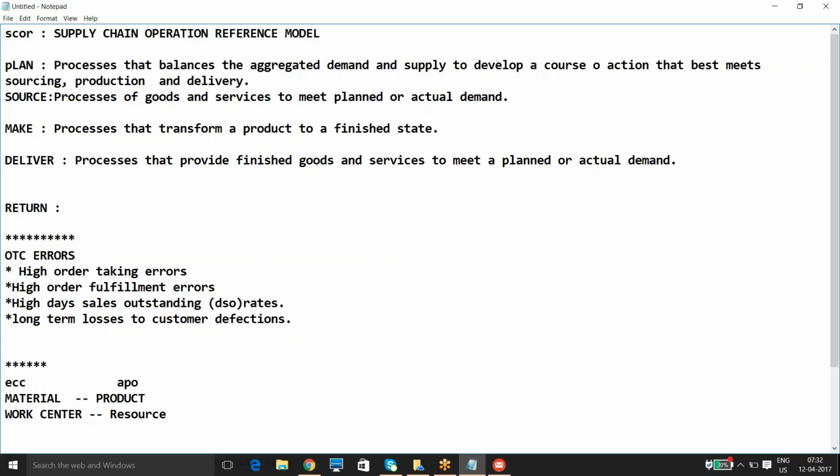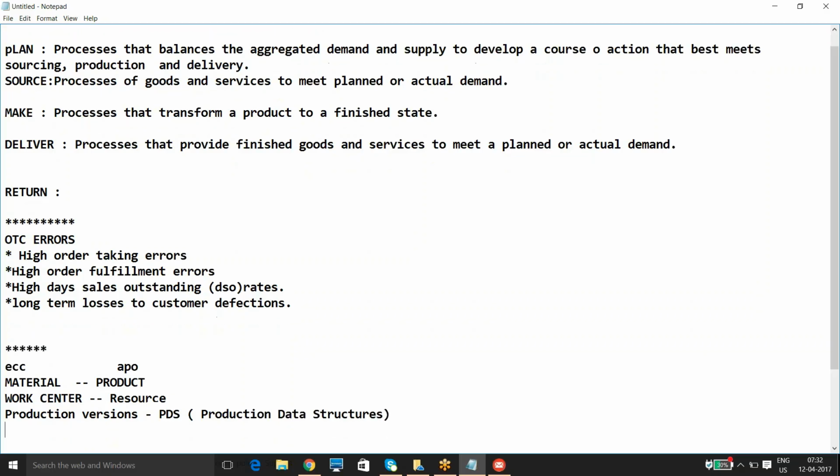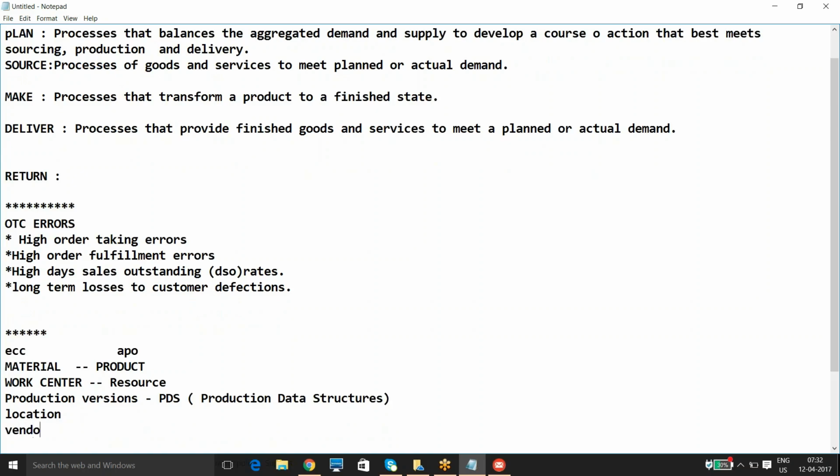And we have something called production versions. I will speak about them in the upcoming sessions. In APO, it is called PDS, that is, production data structures.